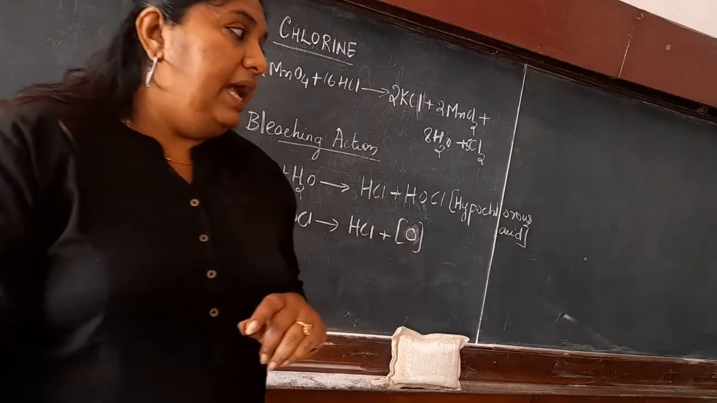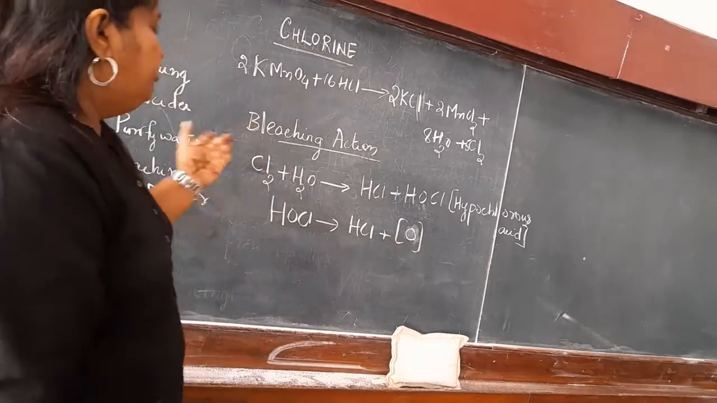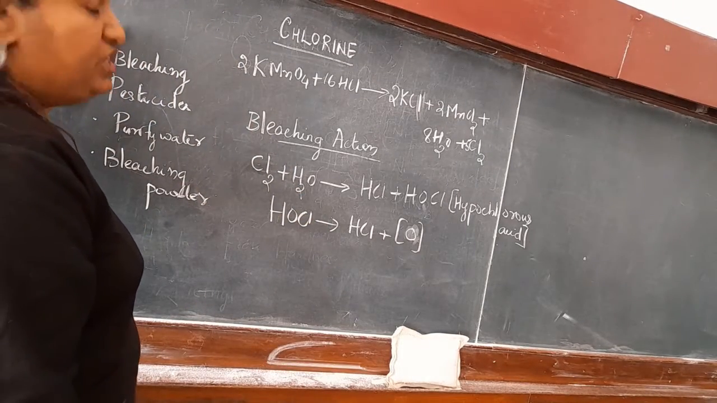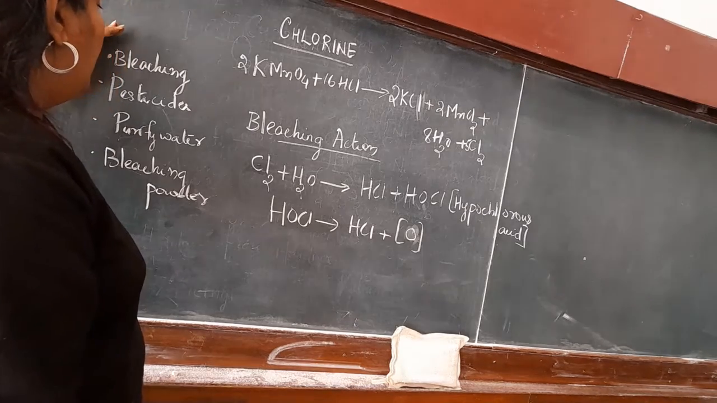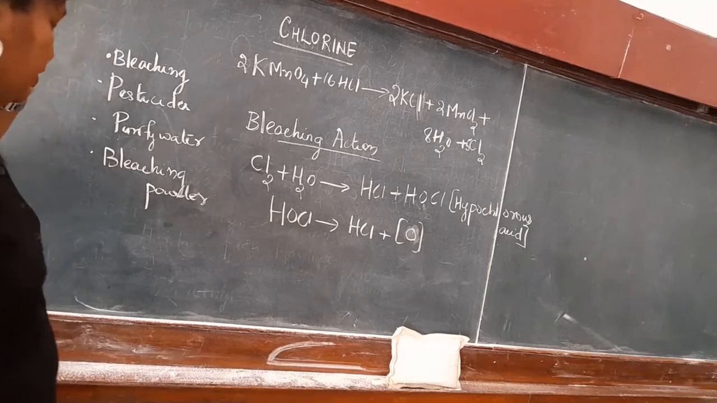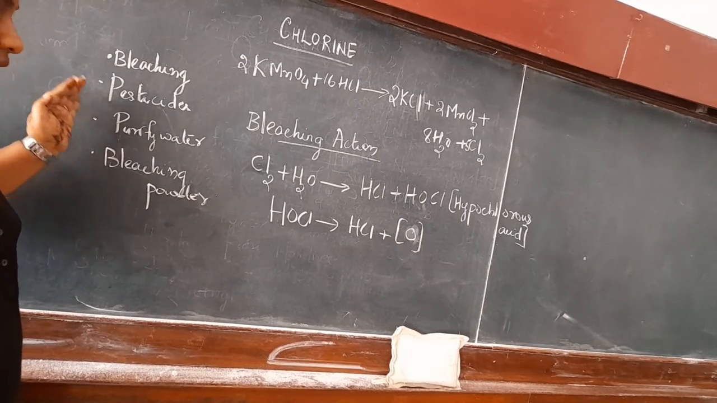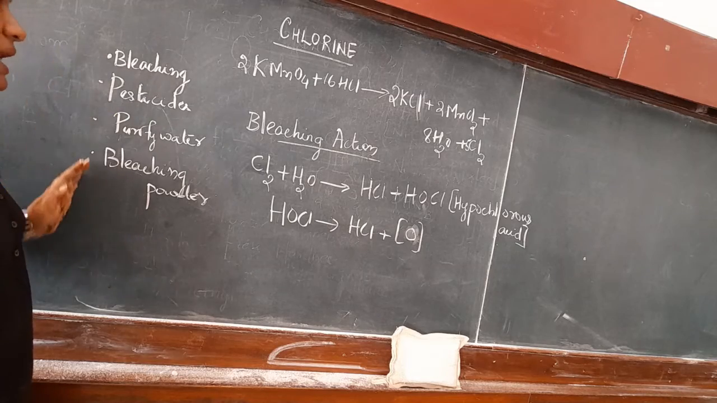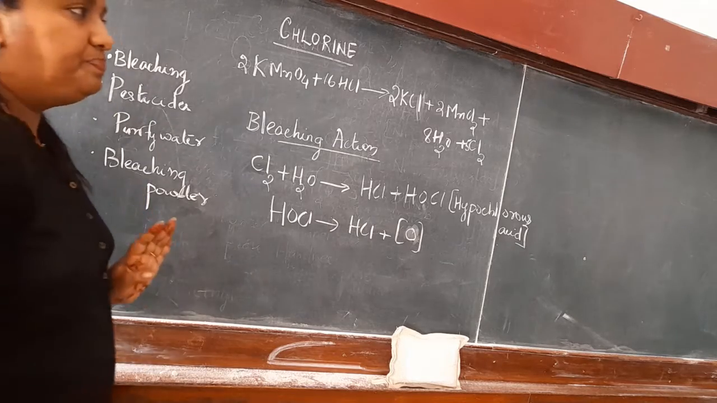Okay. Then different uses of chlorine. It is used as a bleaching agent. Okay. Then it is used to prepare pesticides. It is used to purify water. It is used to prepare bleaching powder. These are the major uses of chlorine.